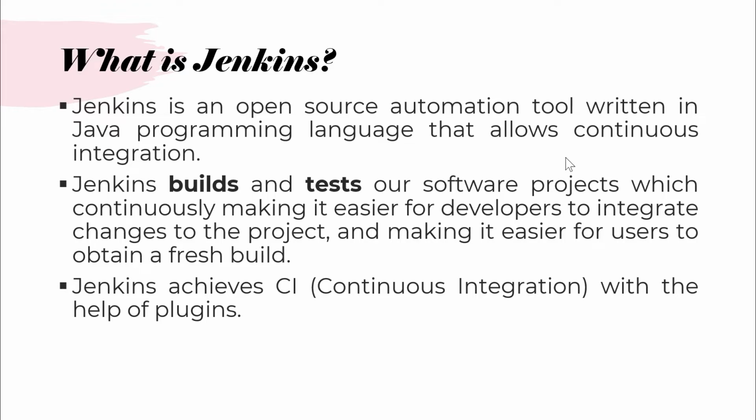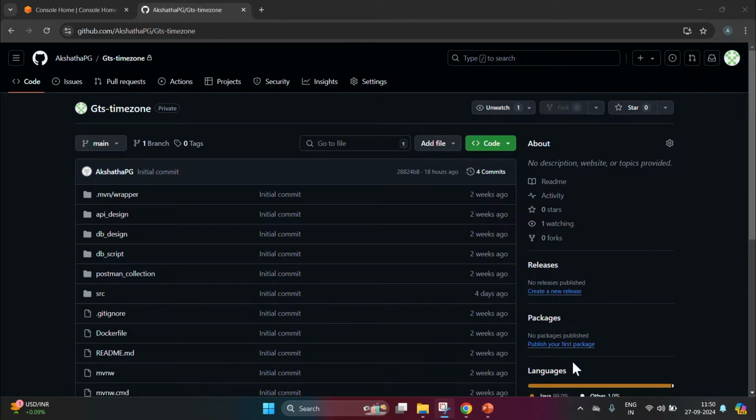For example, let's say you have a Java project that you want to automatically build and test whenever new code is added to the repository. That is GitHub. Let's go and check. I'll explain there. So if you make any changes in this, Jenkins will automatically trigger to build and test the code, and Jenkins will help automate this process.